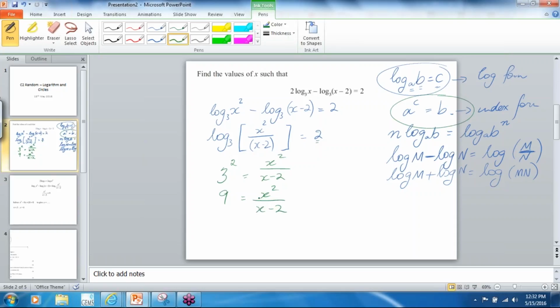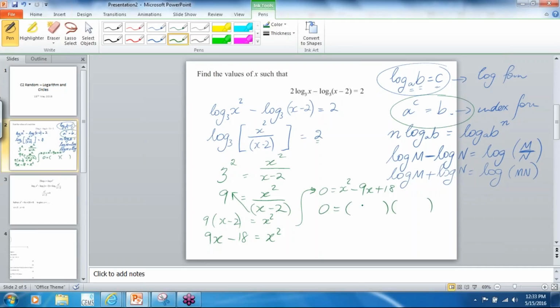Well, we bring this denominator, it's being divided here, we'll take that up and multiply it with the 9. So we've got 9 times x minus 2 equals x squared. So 9x minus 18 equals x squared. And we can go into a quadratic formula here. 0 equals x squared minus 9x plus 18. And we're almost there.